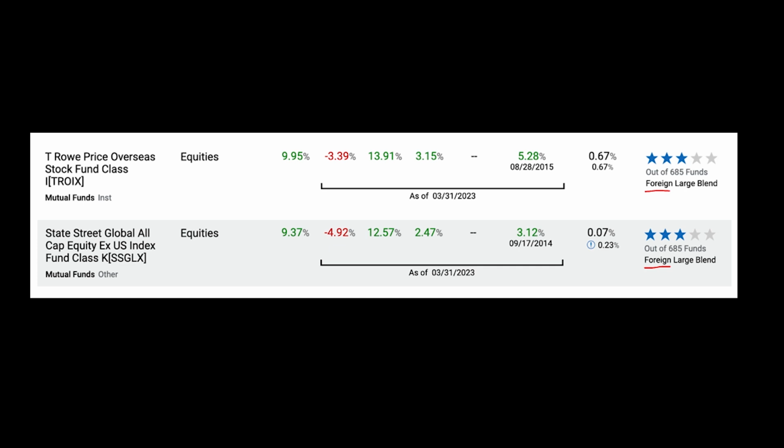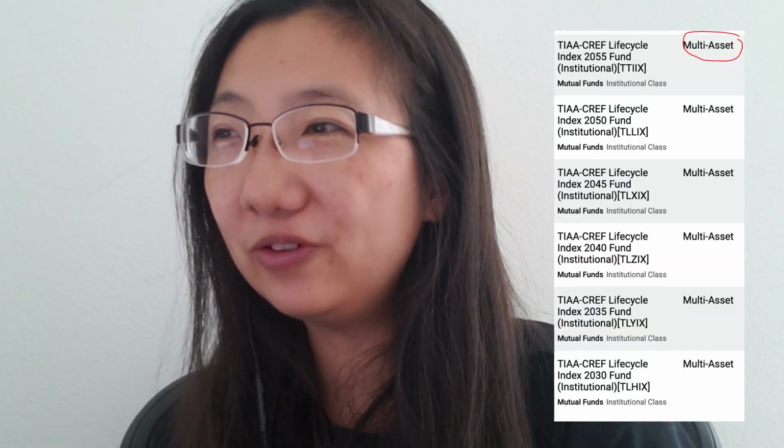If you move up a couple of rows to the T. Rowe Price Overseas Stock Fund Class I, same thing. It seems to be investing in stocks that are in companies overseas. Let's now look on the page of these multi-asset funds.